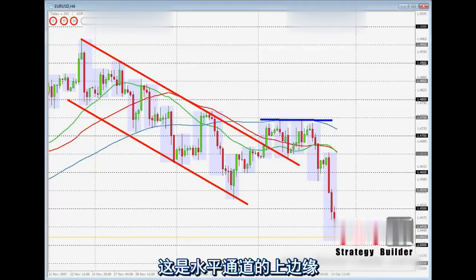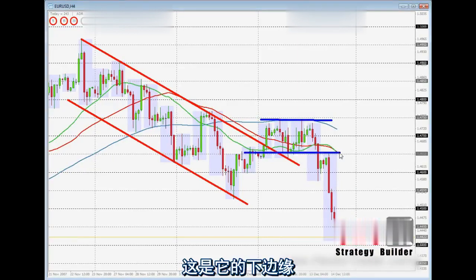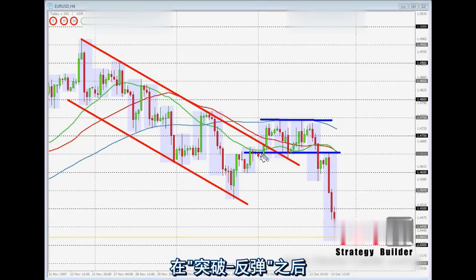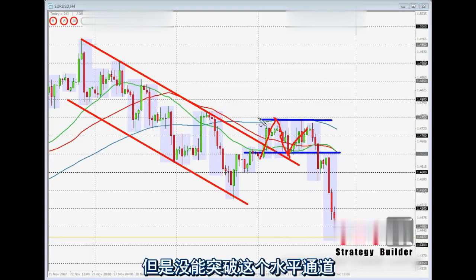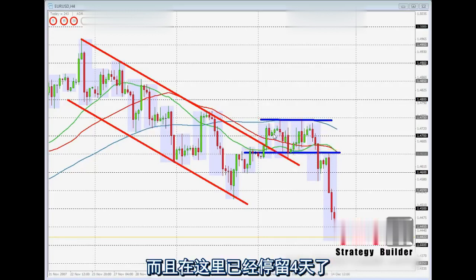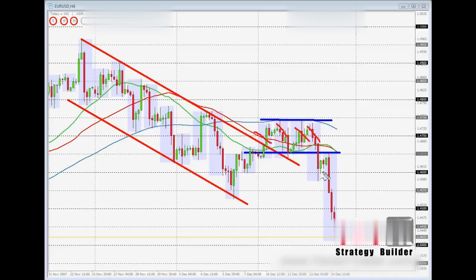There's the top of the sideways range. That's the bottom of the sideways range. Okay, up on the breakout and the pullback, price began to move up, but they just could not breach through the breakout from this sideways range, which had in fact been in place for 1, 2, 3, 4 days. Four days in place. All right.